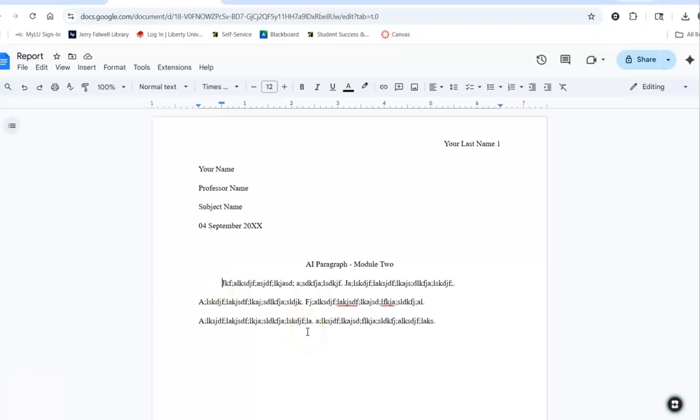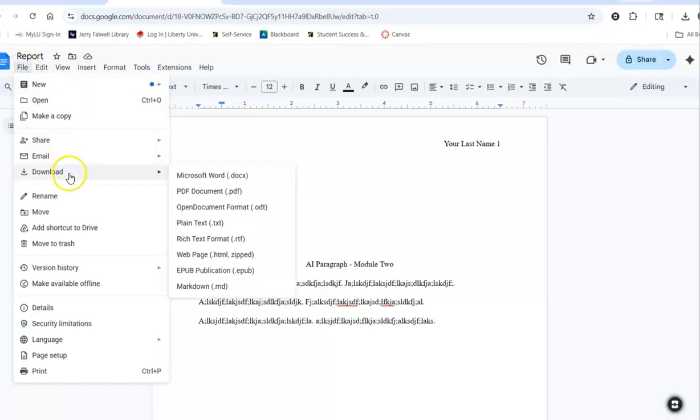Now, if you're using Google Docs, you cannot just share the link with me. I cannot accept a link. You need to go to File, you need to go to Download and choose Microsoft Word, and that will download this document as a Microsoft Word document on your computer, which you will then upload to me for grading. Okay, so that's what you got to do if you're using Google Docs.